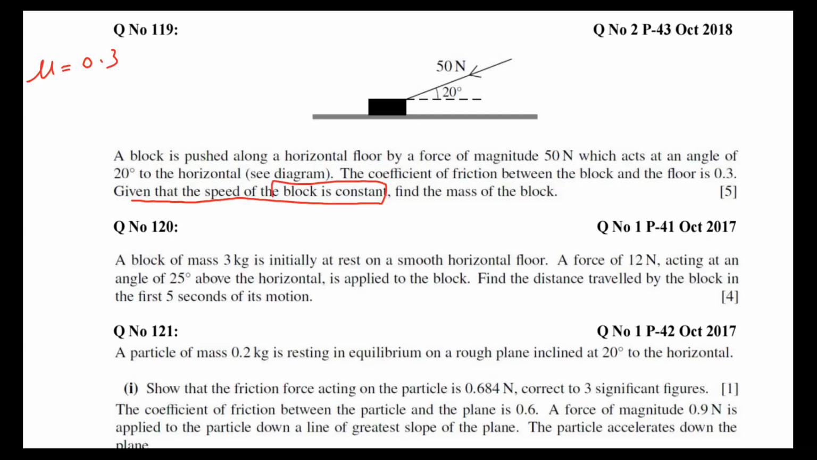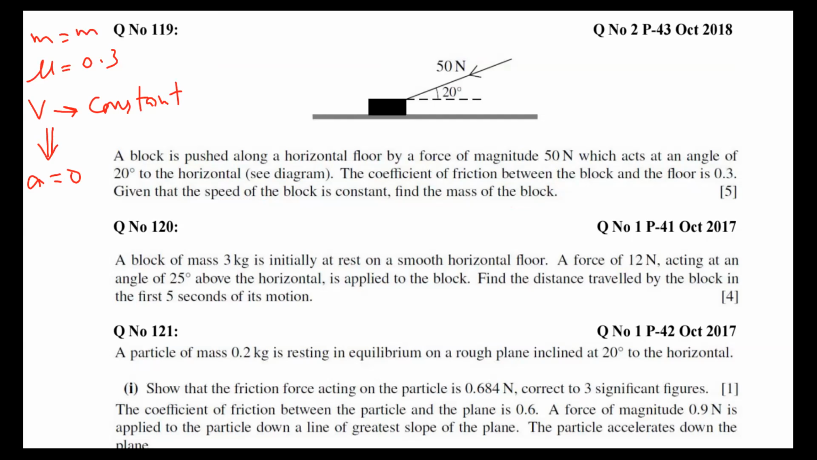Okay. So given the speed of the block is constant. What is constant speed? All of you are familiar. Speed is constant, so you know acceleration is 0, because wherever speed is constant, speed is not changing. I can say from here acceleration is equal to 0 because there is no change in speed. Okay, find the mass of the block. So I want to find the mass. Let's say mass is m.